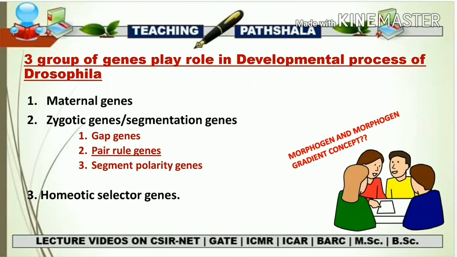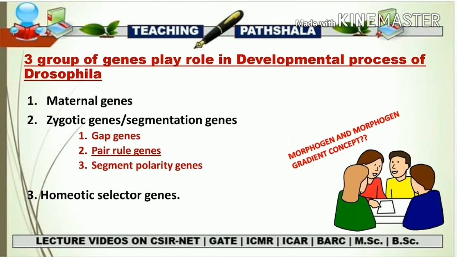There are a total of three groups of genes which play a very important role in the developmental process of Drosophila. The first category is the maternal genes, about which we have already discussed everything. Second is the zygotic genes or the segmentation genes, and these zygotic genes are divided into three subcategories. The first category is the gap genes. Again, we have completed the concept of gap genes.